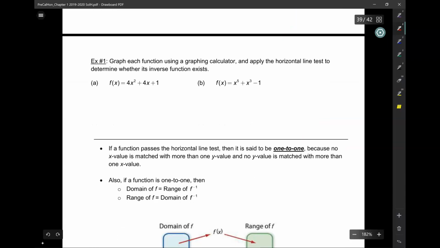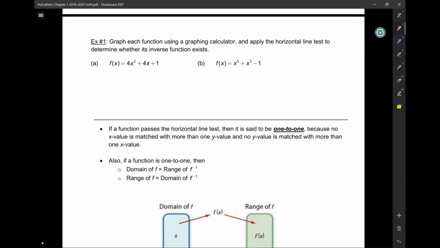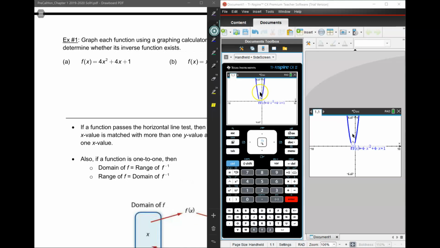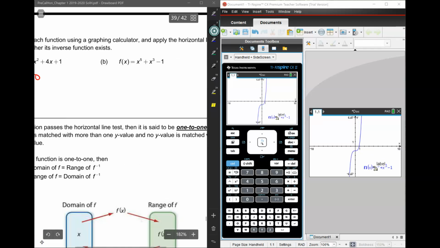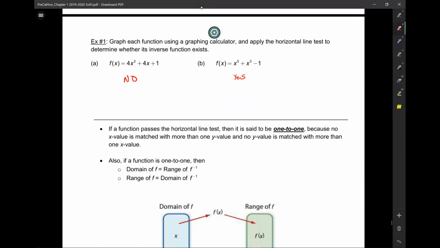All right, so let's take a look at some of these. We're going to graph each of these using a graphing calculator, and with the horizontal line test, we're going to see whether or not they have inverse functions. All right, so take a look at this one. We graph 4x squared plus 4x plus 1, and clearly we get a parabola here, and it doesn't pass the horizontal line test, so no, it does not have an inverse function. Now, when I graph the second function, x to the 5 plus x cubed minus 1, you see that, yes, it does pass the horizontal line test, so its inverse will be a function.